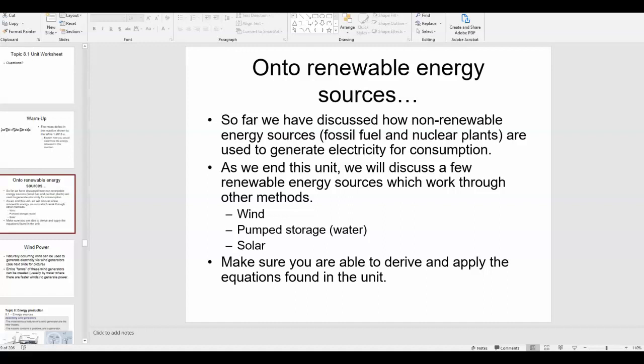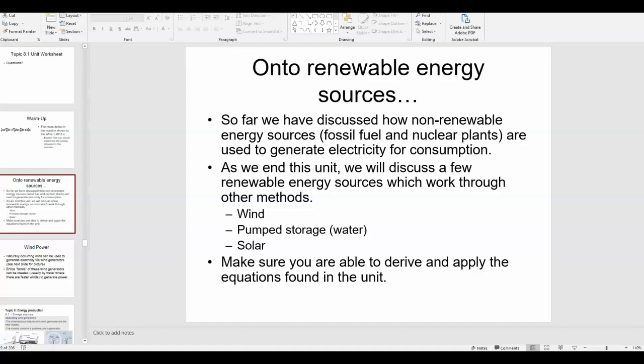And where the heat comes from and how to get it to work, of course, is different with nuclear power, but it's still similar in a lot of ways to how we generate power using fossil fuels. Now, we're going to move on to renewable energy sources, which tend to be a little bit different than fossil fuels or nuclear power as far as electricity generation goes. And so we're going to start off by talking about wind power. We're also later going to talk about pump storage and solar power.